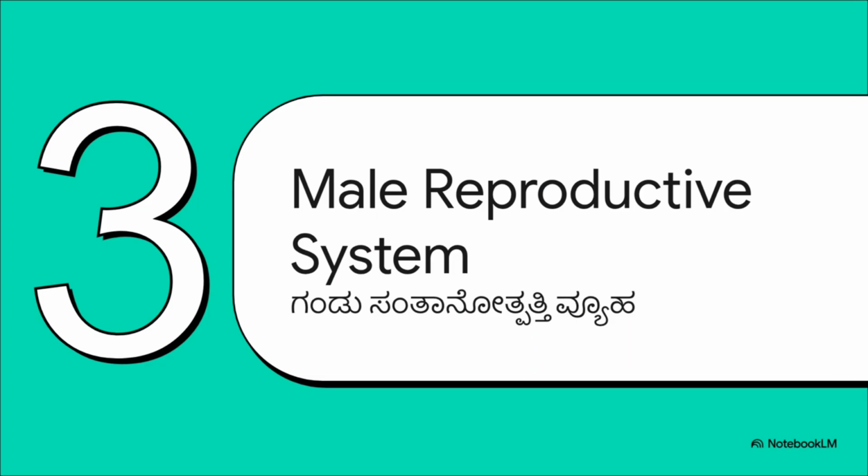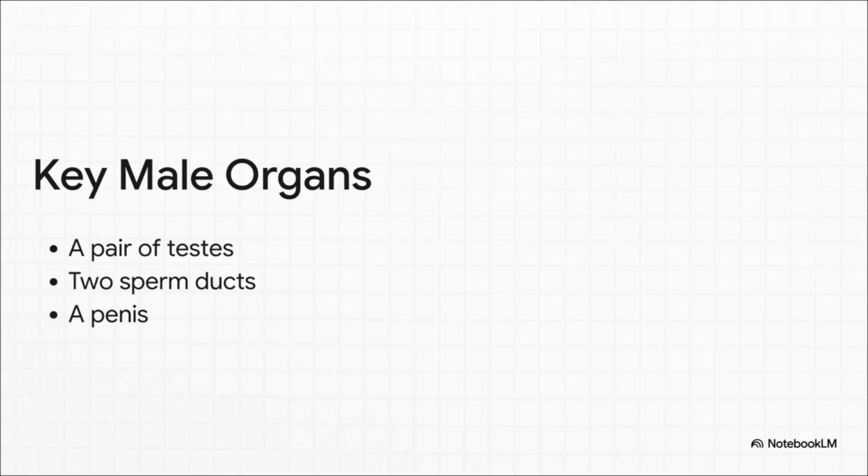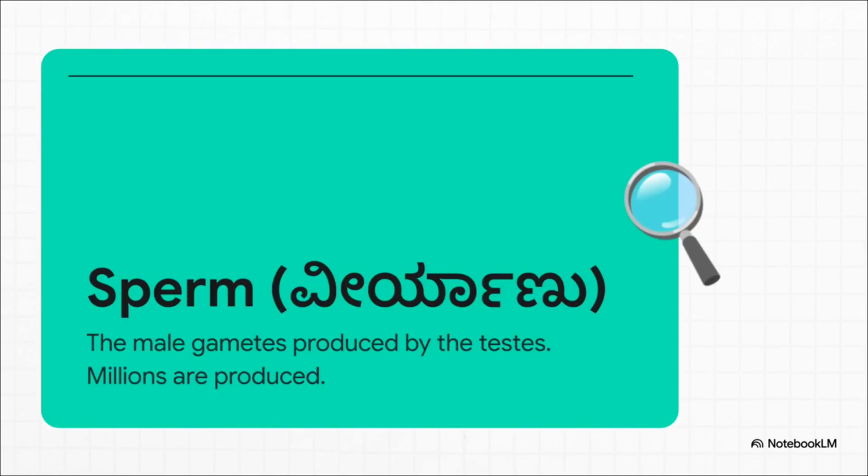So to really understand sexual reproduction, you've got to look at the two systems involved, right? We're going to start with the system that's designed to produce and deliver millions of tiny mobile cells, the male reproductive system, or as you say in Kannada, gandu santanotpadivyuha. This whole system is pretty much built around three key parts. You've got a pair of testes, which are like the factories making the male cells, two sperm ducts, which are the highways for transport, and a penis, which is the delivery vehicle. Now, those testes produce the male gametes, which we all know as sperm, or viryanu.